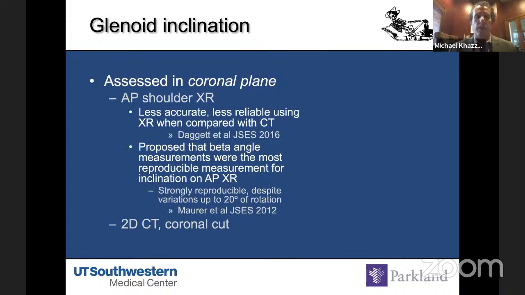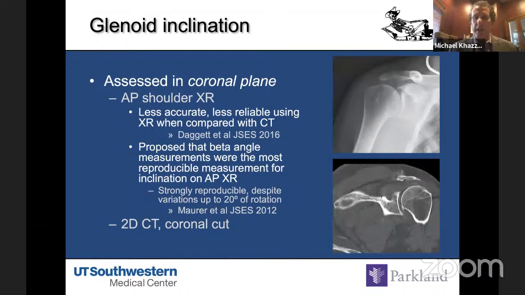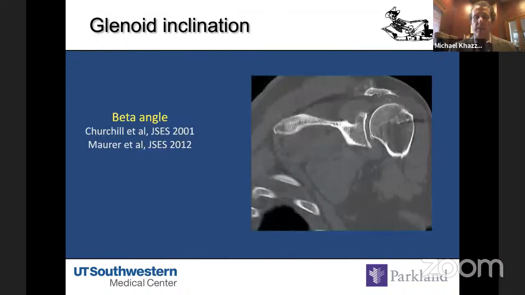So how do we measure it? We measure it in the coronal plane. It can be assessed on an AP radiograph. Again, less accurate than CT, but the beta angle, which we'll describe in a minute, allows for assessment of the inclination of the glenoid when a good, true AP radiograph is obtained, although CT scan is much more accurate at this. And you can see an example of this. And here's how to assess the beta angle.